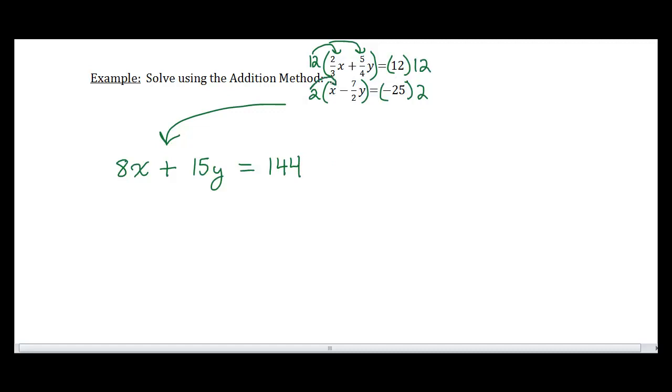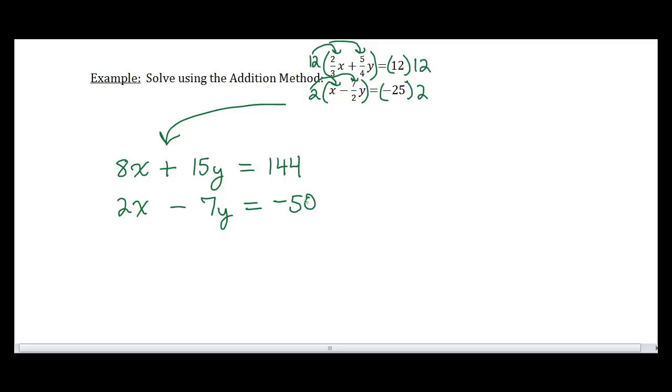When I distribute in the second equation, I'm going to get a 2x. And when I distribute to that 7/2, the 2's cancel, and I'm left with just a negative 7y equals negative 50.